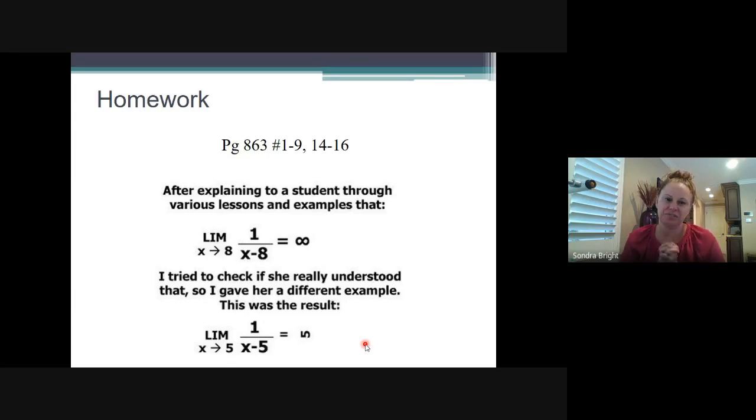This is a cute little joke. After explaining to a student through various lessons and examples that the limit as x goes to 8 of 1 over x minus 8 is infinity, I tried to check if she really understood that, so I gave her a different example. The limit as x goes to 5 of 1 over x minus 5 is sideways 5. Get it? Because the 8, when it's sideways, looks like infinity. But no. As x goes to 5, this would be 1 over 0, so it would also be infinity.